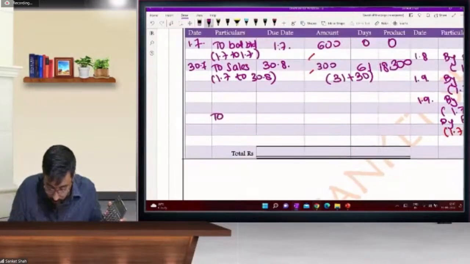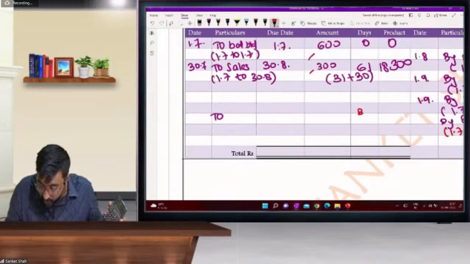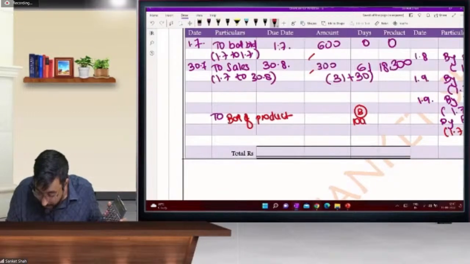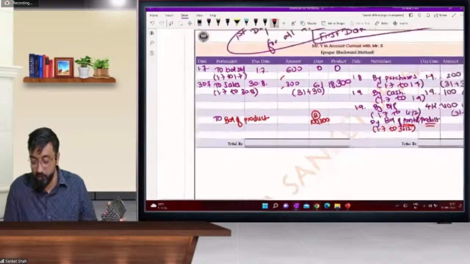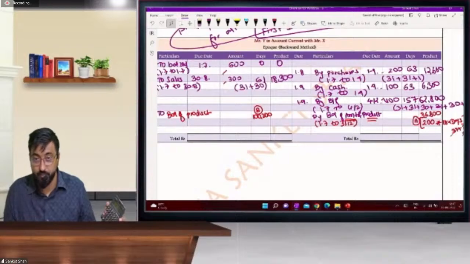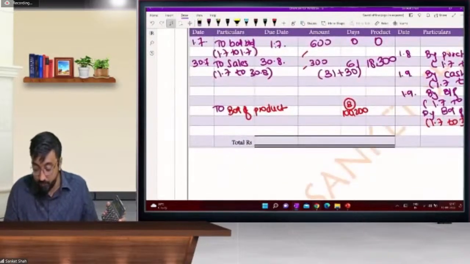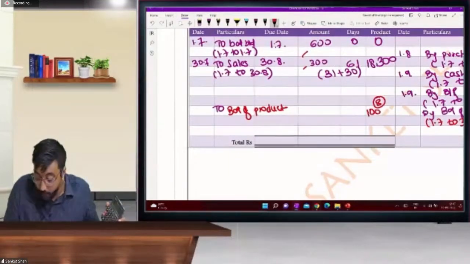Now take a total on number B, balance of product: 1,02,000. Now the same product total you are getting. First you will write by balance of amount and then product. Then you will take balance of product column. Sorry, in the product column you will write. In which column? In the product column you are going to write.